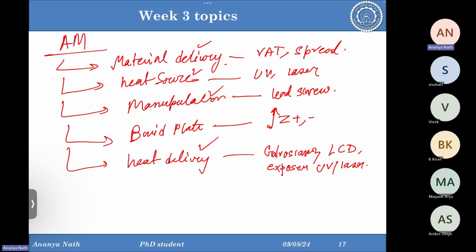So under VAT photopolymerization, we are having DLP, digital light processing. We are having SLA, stereolithography. We are having LCD based VAT photopolymerization. We are having the projected light DLP.